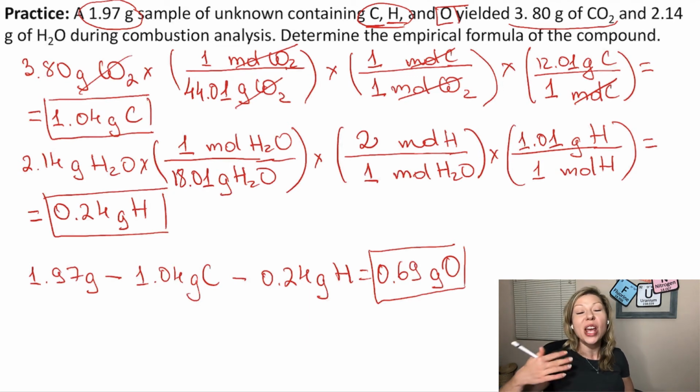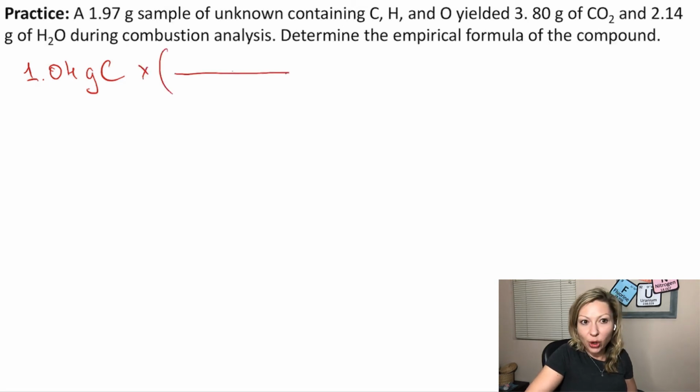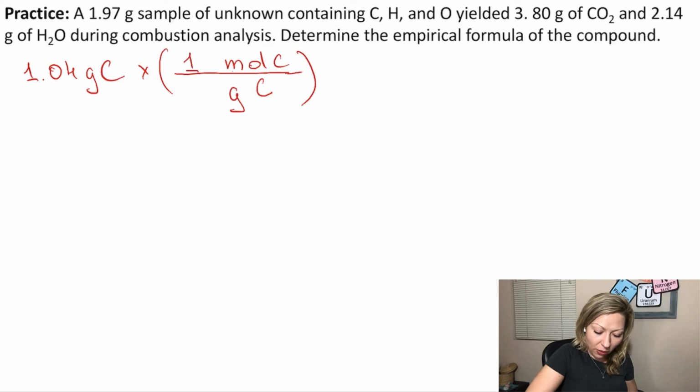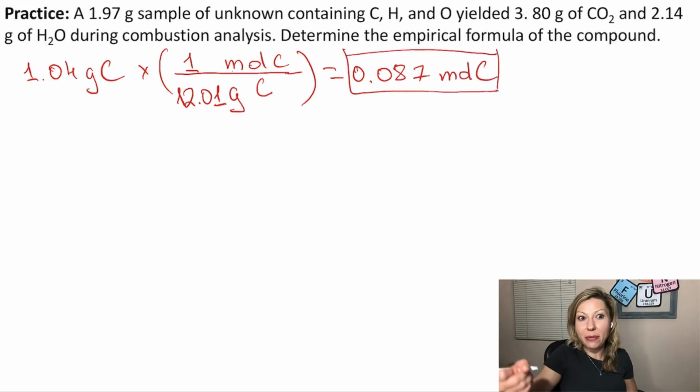Okay, so now I know the grams of carbon, oxygen, and hydrogen, so I can calculate the number of moles to get, again, the mole ratios to figure out the empirical formula as we did before. So let's do that on the next slide. If I have 1.04 grams of carbon, which I calculated on the previous slide, I can convert that into moles by using the conversion factor from grams of carbon to moles of carbon. So 1 mole of carbon is 12.01 grams. If you do this calculation, you are going to get 0.087 moles of carbon.